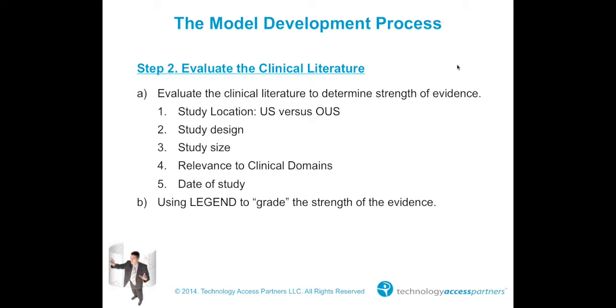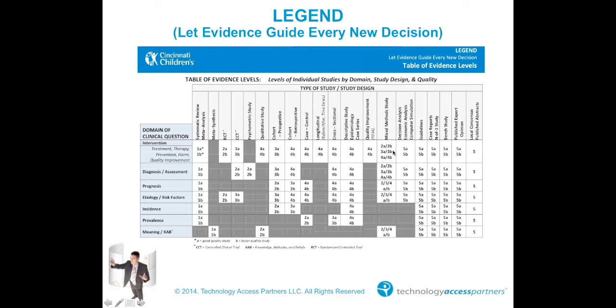And then finally, I use a tool called LEGEND, L-E-G-E-N-D, to grade the strength of the evidence. So when you have all this clinical data, all this study data, how do we put it into some meaningful format to let us say, this is good, this isn't as good, I want to use this data point but not that data point. LEGEND, and again, it's not my development, was developed by Cincinnati Children's Hospital, and I like it because LEGEND stands for Let Evidence Guide Every New Decision.